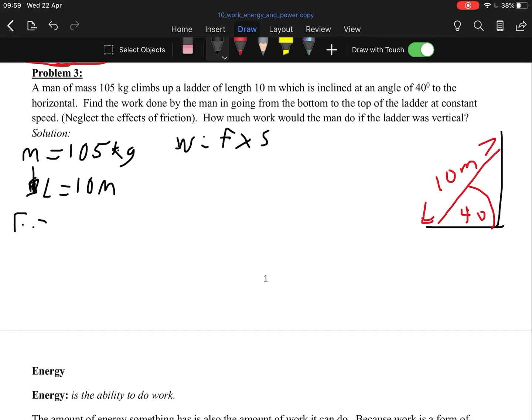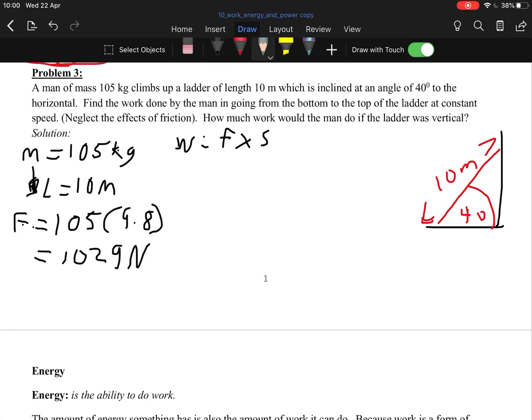The mistake a lot of people make now is they get the force. So force is going to be the guy's weight. So it's going to be 105 times 9.8. So the force should work out to be 1029 newtons. Now, they say 1029 times 10 is 10,290. Question solved. You're wrong. Okay?